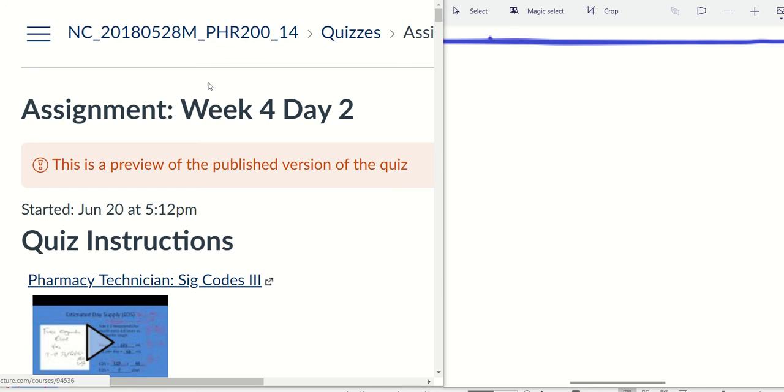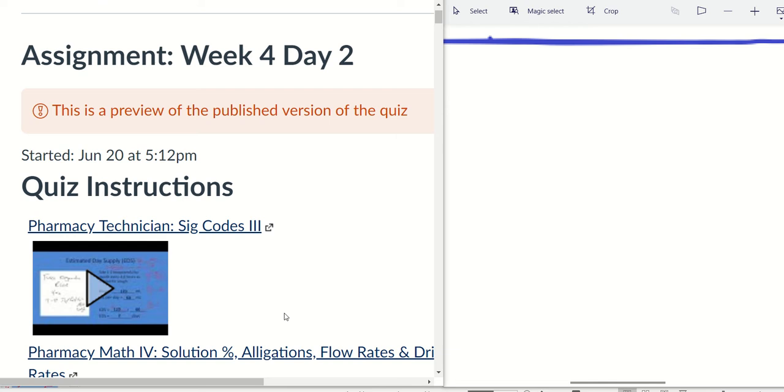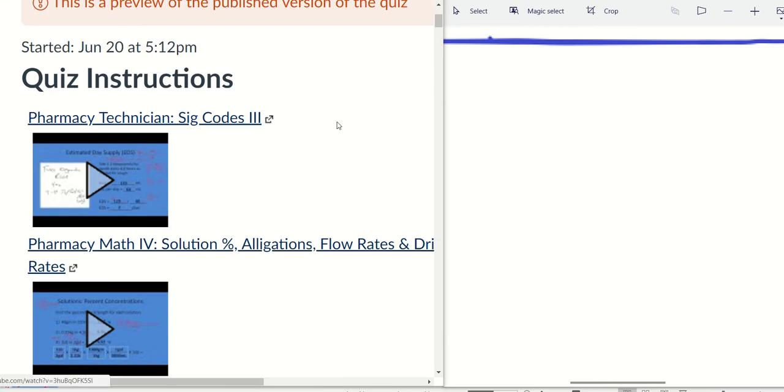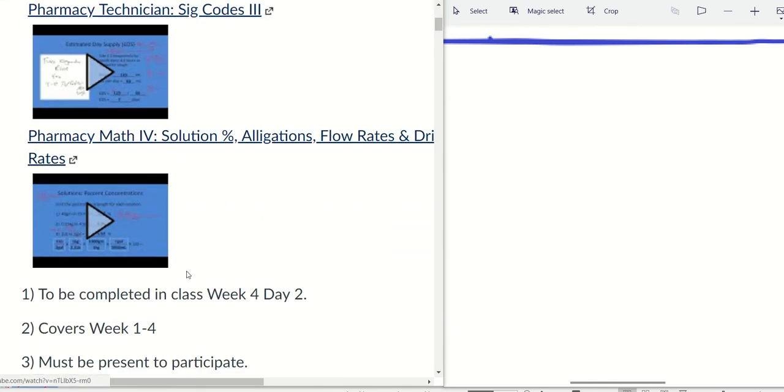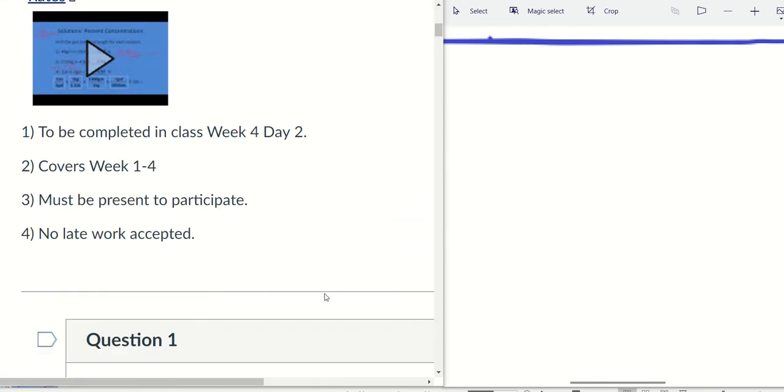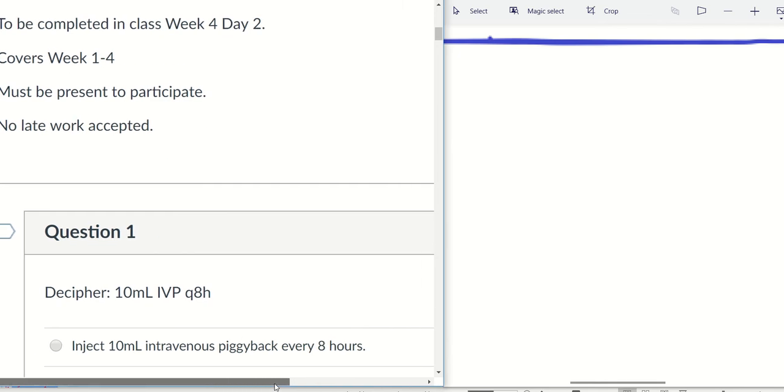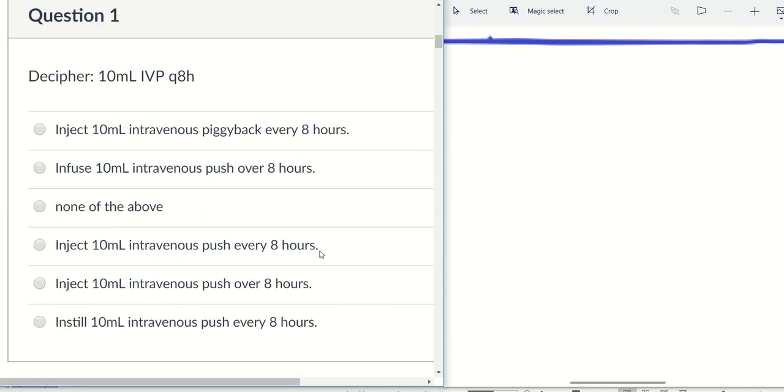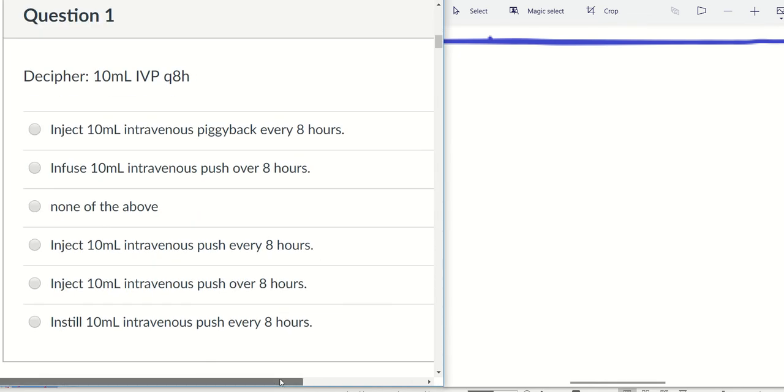All right, Pharm 200, assignment week 4, day 2. It's going to cover SIG codes and math. So review SIG codes 1, 2, 3, math 1, 2, 3, 4. The first ones are deciphering. Nice and easy questions, right?